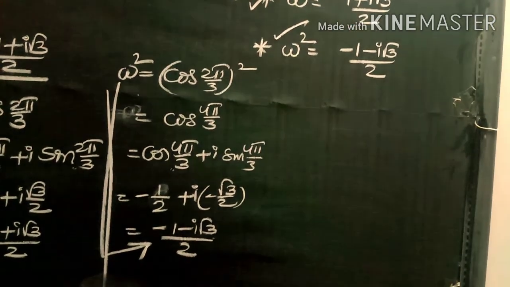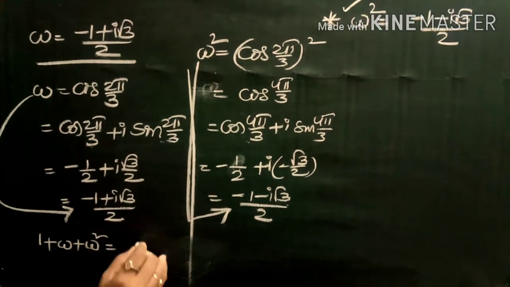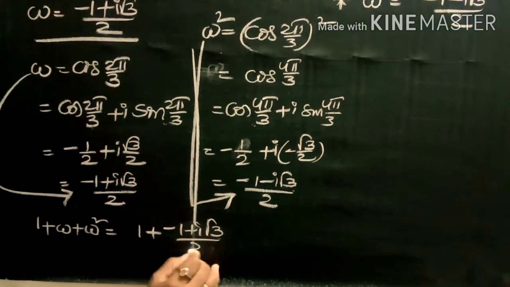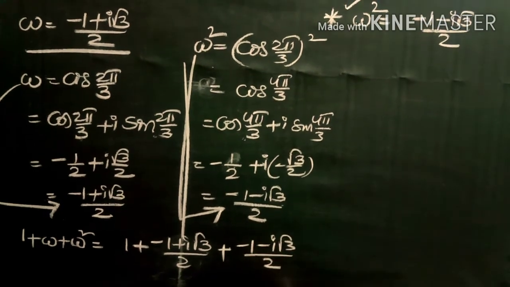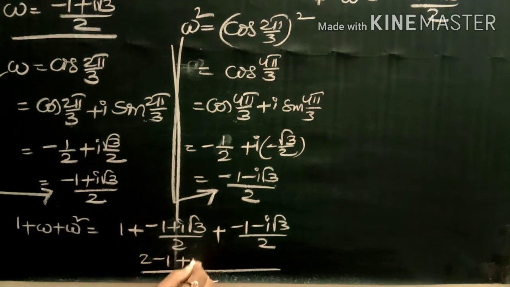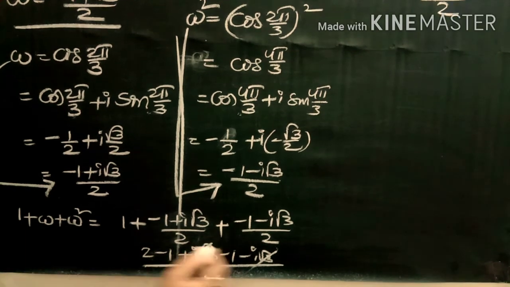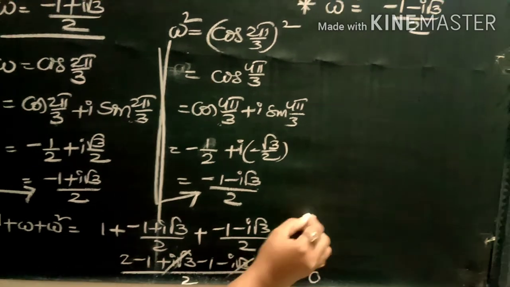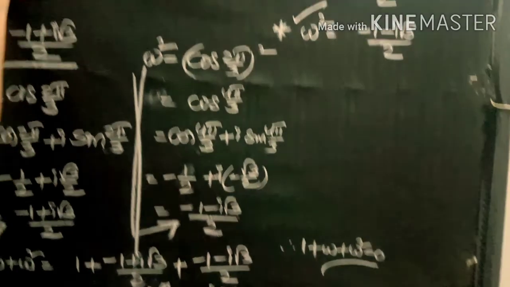And next result, 1 plus omega plus omega square. 1 plus omega plus omega square is equal to 1 plus the omega value, minus 1 plus i root 3 by 2, plus the omega square value, minus 1 minus i root 3 by 2. Now taking 2 as LCM here, 2 minus 1 plus i root 3 minus 1 minus i root 3. Here these two are cancelled. 2 minus 2, 0 by 2 is equal to 0. Therefore, the value of 1 plus omega plus omega square is equal to 0, which is the third result.